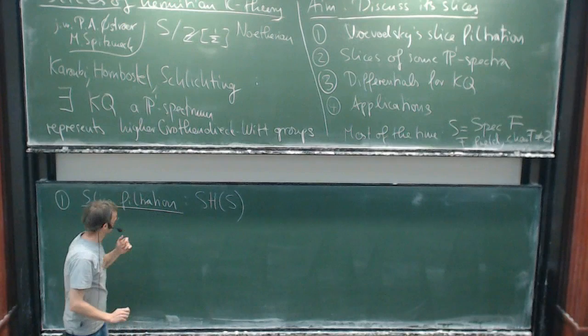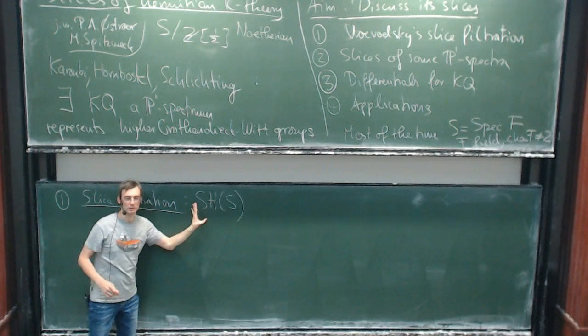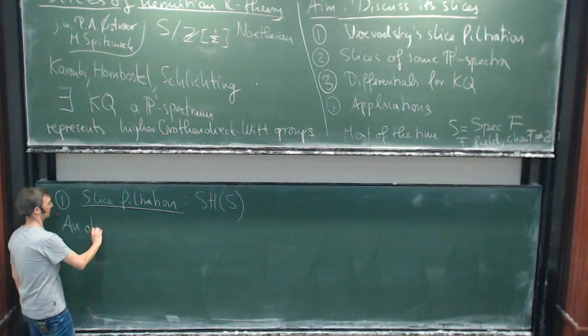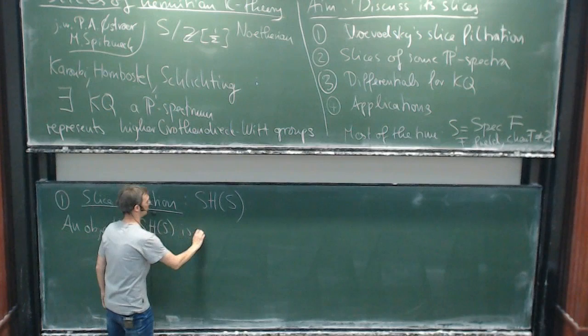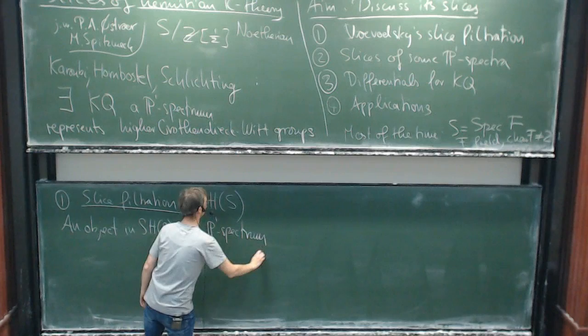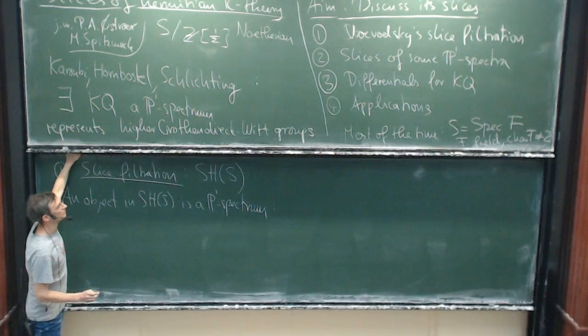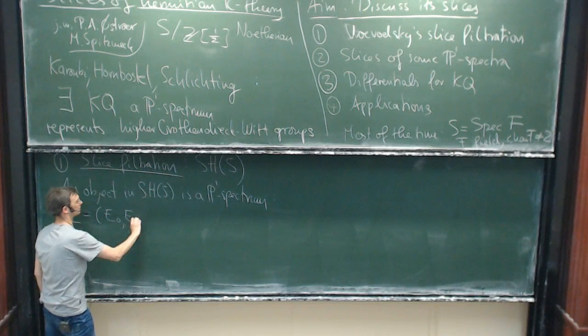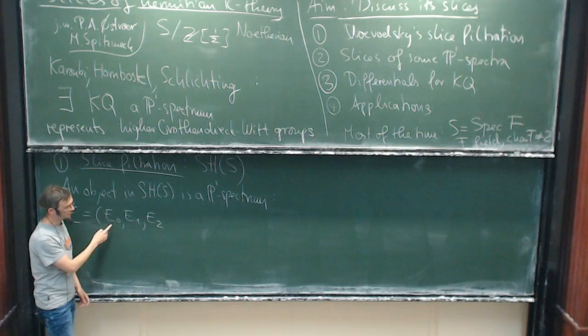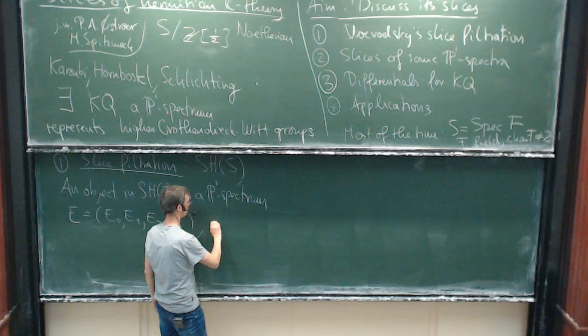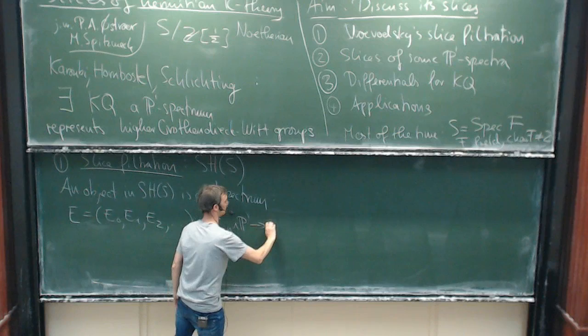And I will just, following tradition, when I define a category, describe its objects and not the morphisms. So an object in this category is a P1 spectrum. And being a P1 spectrum means the following. You have a sequence E_n, and these single guys are simplicial presheaves on the site of smooth schemes over S. I'll write this down. And this comes with bonding maps from the P1 suspension of E_n to E_{n+1}.